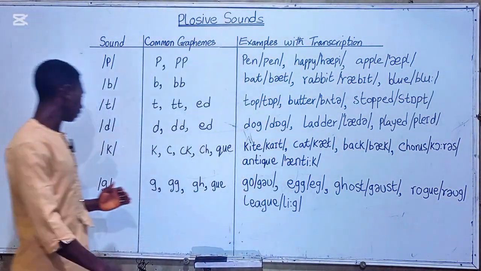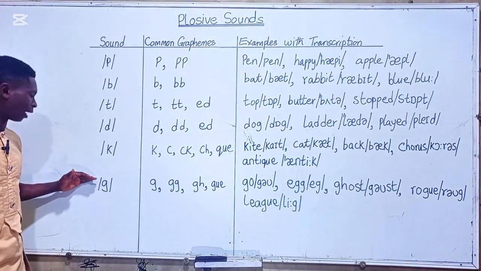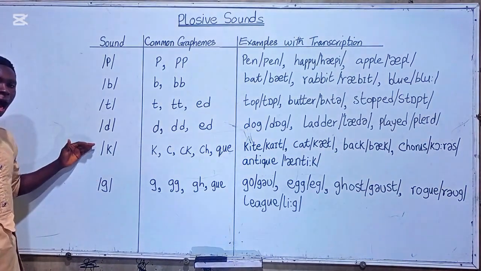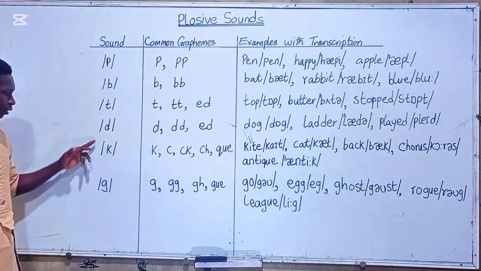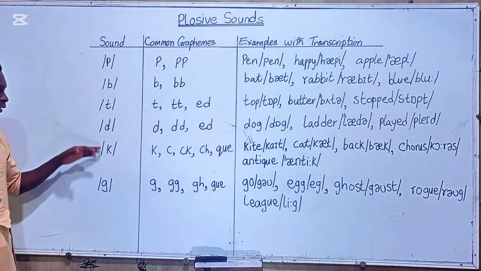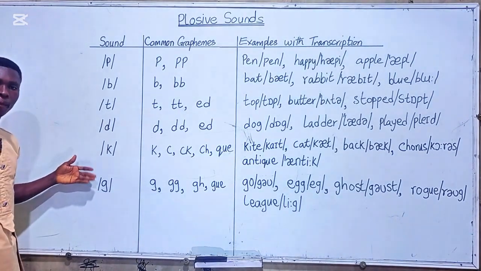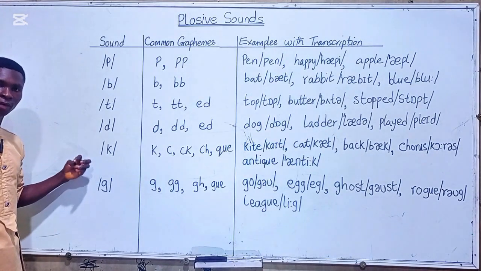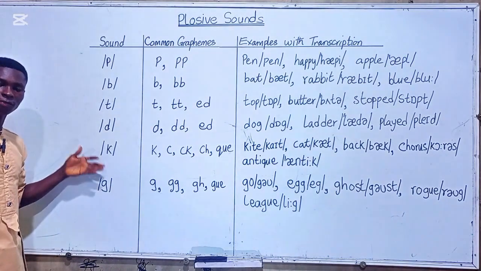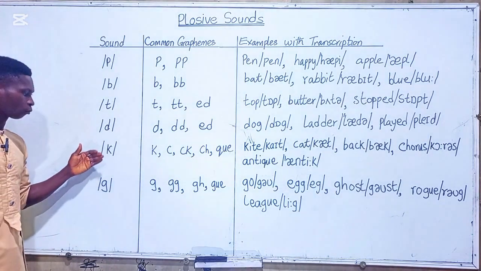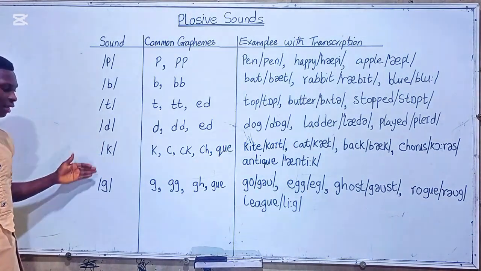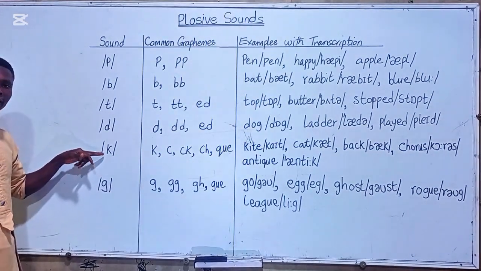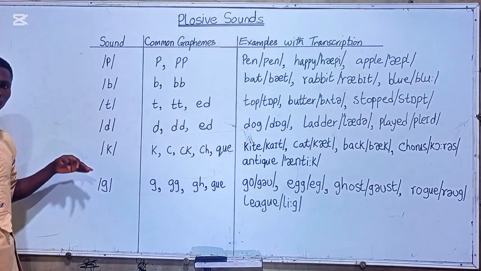All right, let's look at the next group of sounds we have here. The other two plosive sounds we have here are velar plosives, k and g. They are realized the same because we make use of the velum, that is the soft palate, and the back of the tongue to realize the sound. Hence, we call them velar sounds. But k is voiceless, whereas g is voiced.